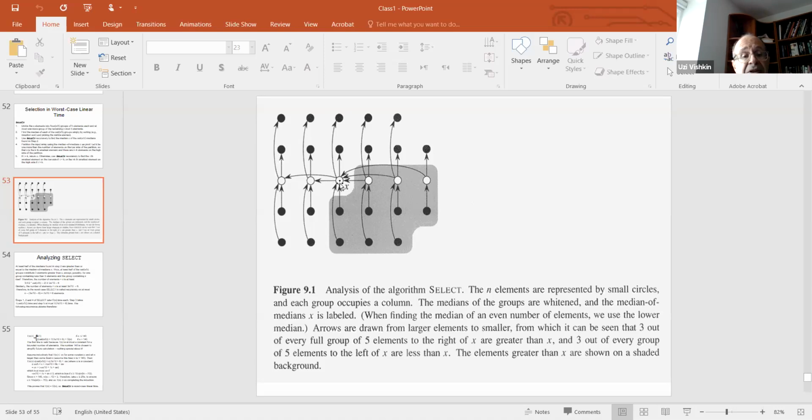Why? Because take the median of medians and compare it to this element. The median of medians is larger than this, and the median of this group is larger than any of the elements above. So we have a completely symmetric situation where the median of medians is guaranteed to be less than or equal to the elements in the lower right quartile, and larger than or equal to all the elements in the upper left quartile.